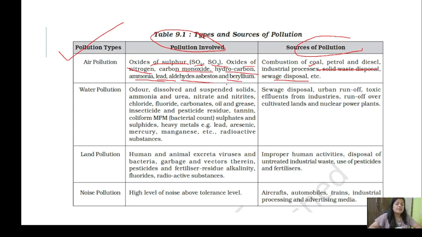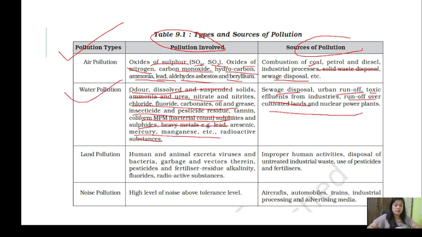Let's talk about water pollution. Sources: sewage disposal, urban runoff, toxic effluents from industries, runoff over cultivated lands and nuclear power plants. Pollutants: odor, dissolved and suspended solids, ammonia, urea, nitrates, nitrites, chloride, fluoride, carbonates, oil, grease, insecticides, pesticide residues, tannin, coliform, MPN, bacterial count, sulfates and sulfides, heavy metals, lead, arsenic and manganese, and radioactive substances.